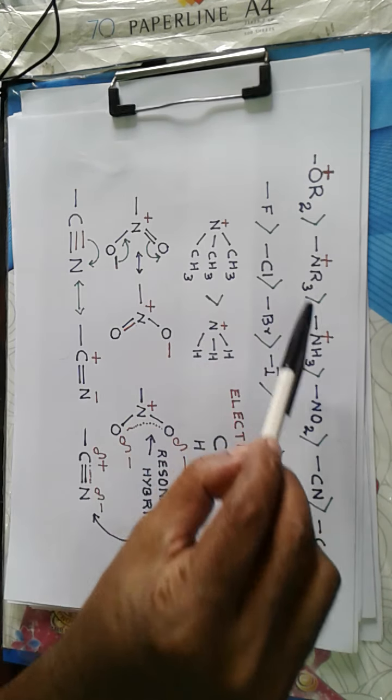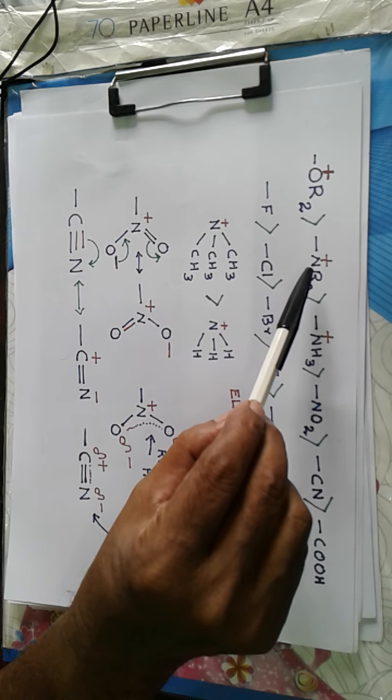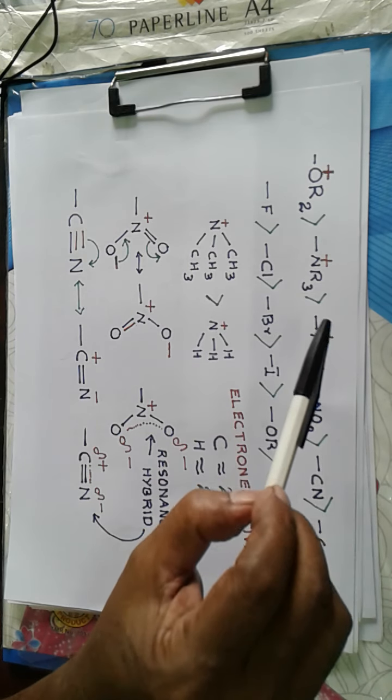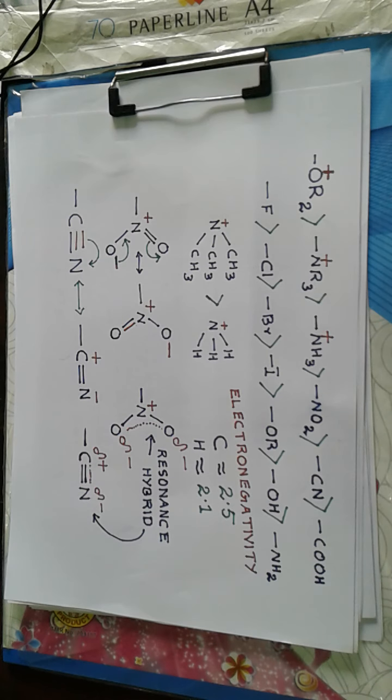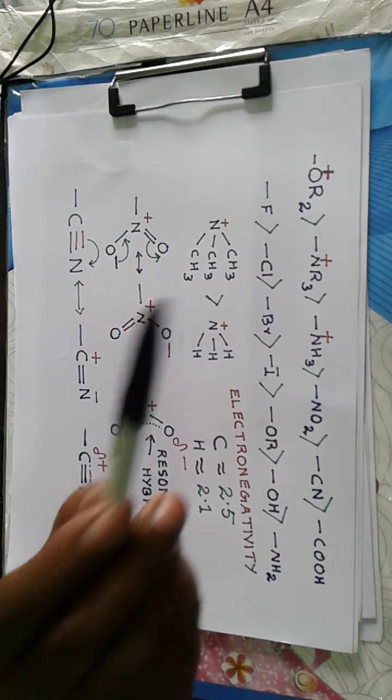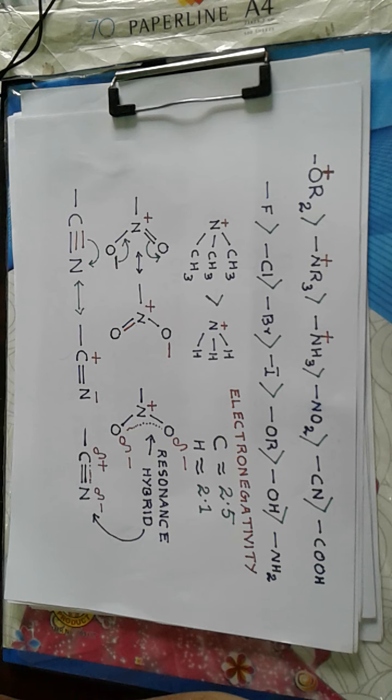Now all these groups, that is OR2 positive, NR3 positive, and NH3 positive, possess positive charge. A positive charge means absence of electron. So such groups, when connected to a carbon chain, will show a strong electron withdrawing character. Now there again, OR2 positive is the most electron withdrawing group, that is group showing maximum minus I effect. Then second is NR3 positive, and finally we come to NH3 positive.